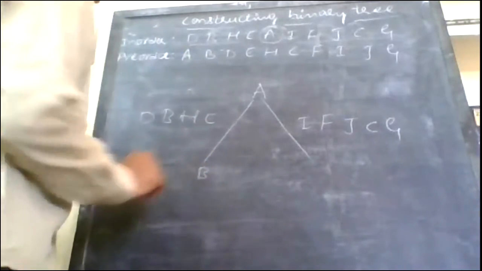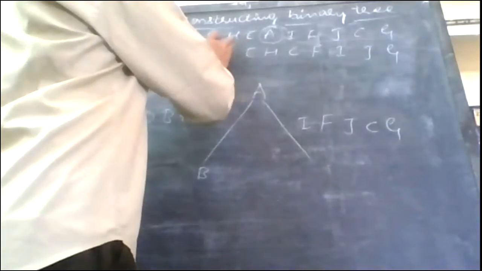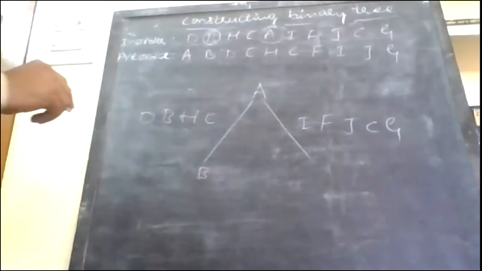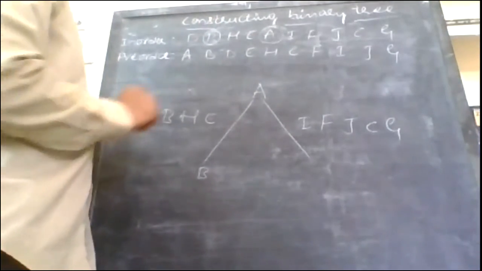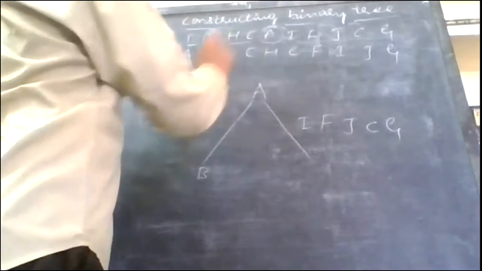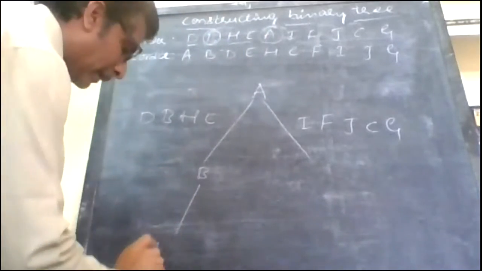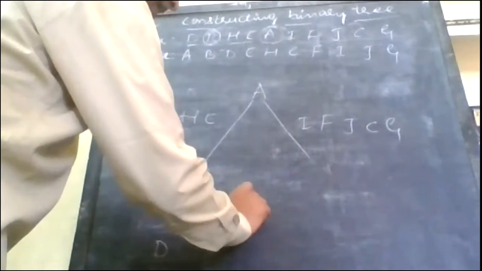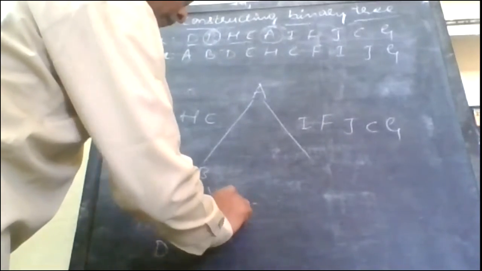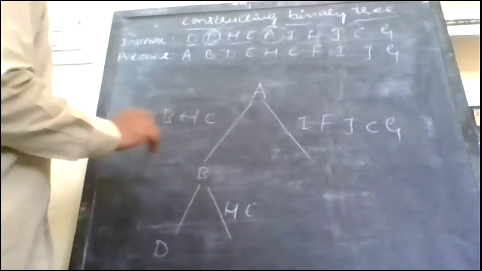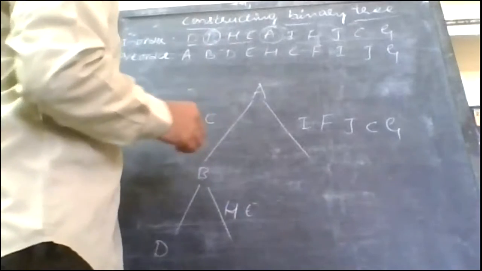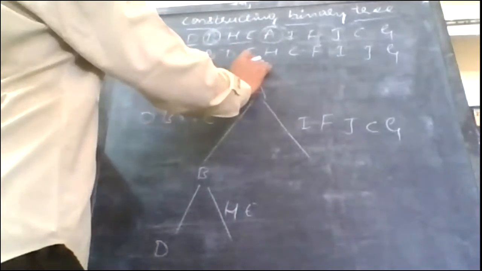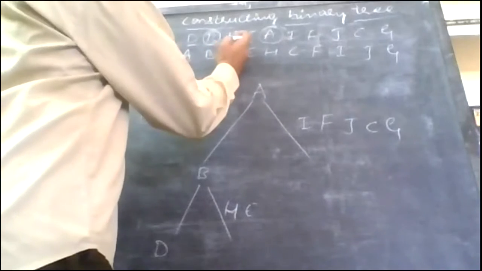B means this is the root. Okay, now what I need to do? I have to encircle that one in inorder. If I do so, now what happens here? I am going to find D on the left side, and H and E on the right side. Okay. Now what I need to do? Once I could manage this one, again now I have to go to this side. Which side? Up to D it is finished.